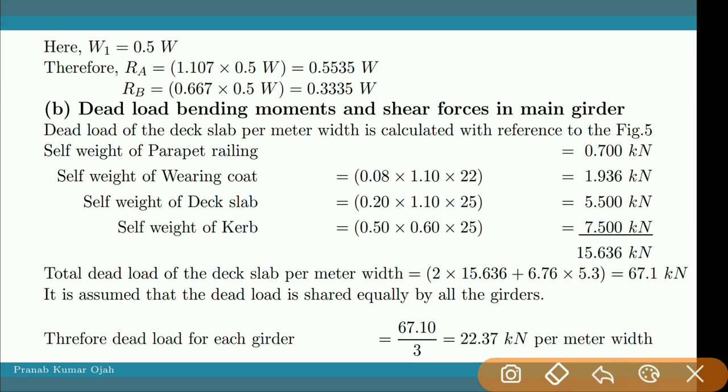So W1 equals 0.5 W. So RA becomes 0.5535 W. Similarly, the RB becomes 0.3335 W. Now we have to calculate dead load bending moment and shear forces in main girder.